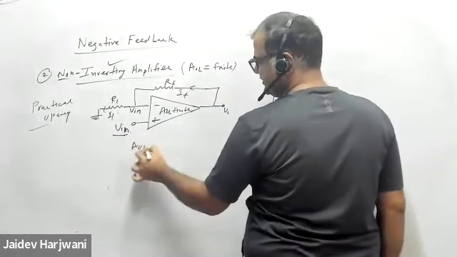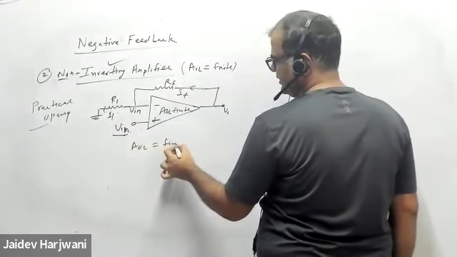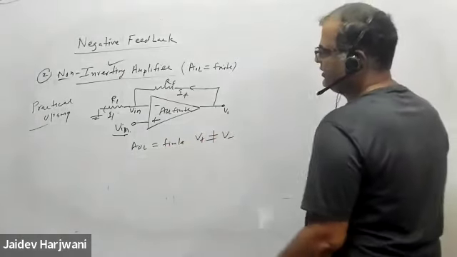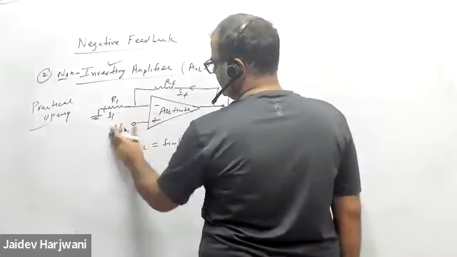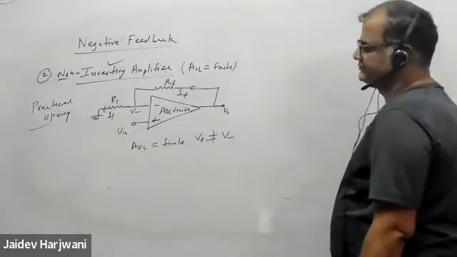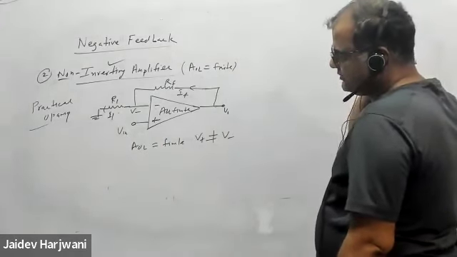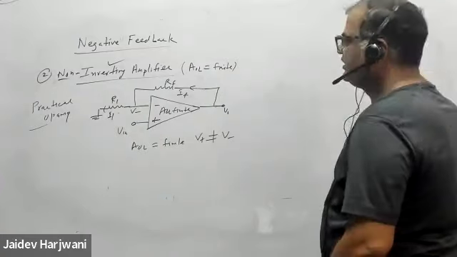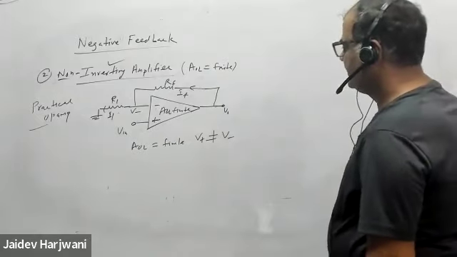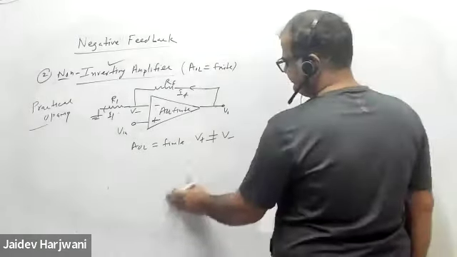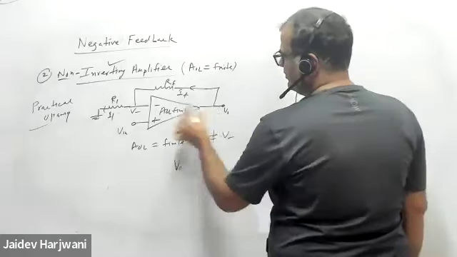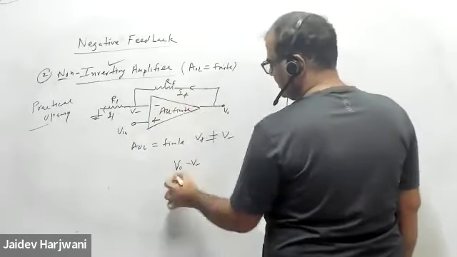Since AOL is finite, V plus is not equal to V minus. So this is V input here, and here some V minus will be there. The input current is always zero, so still we can apply the same thing. Now, tell me, what should I write here? You can again write the same thing: V naught minus V minus upon RF.